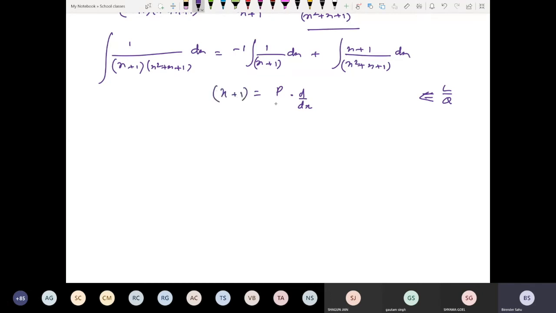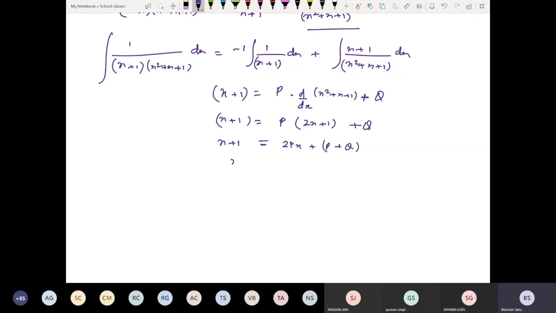Linear equals to A times derivative of denominator plus B, but A and B are used, so you can use P and Q. Okay, not a problem. Okay, so x plus 1 equals P times 2x plus 1 plus Q. Next step: we would find out the value of P and Q by comparing the coefficients. So 2px plus p plus q.